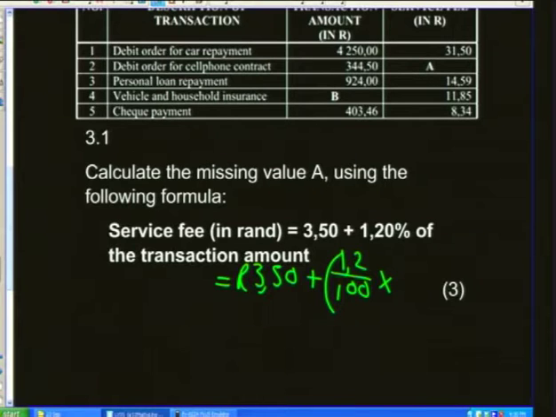What was the transaction amount? 344 Rand 50 cents. Okay, now folks, you can do this all in one step in the calculator. There's nothing to stop you from doing that. I would encourage you though just to do the bracket part first. Why? Just in case you make a mistake somewhere, you're going to pick up some part marks.